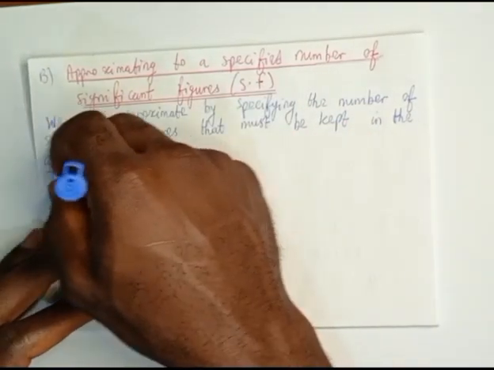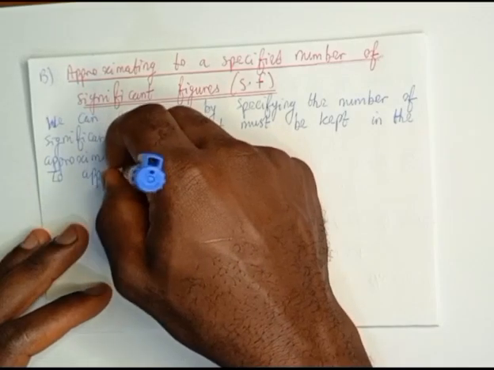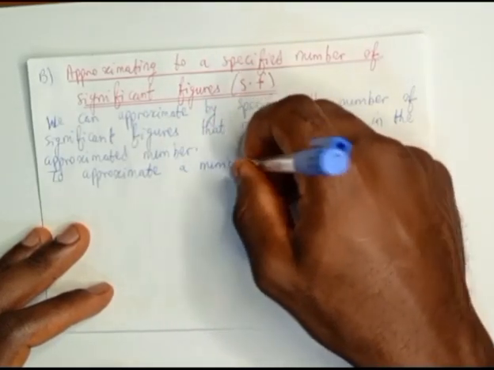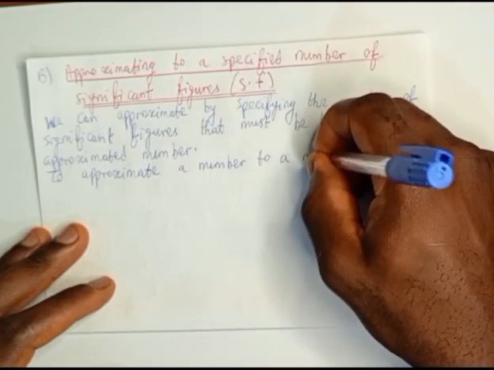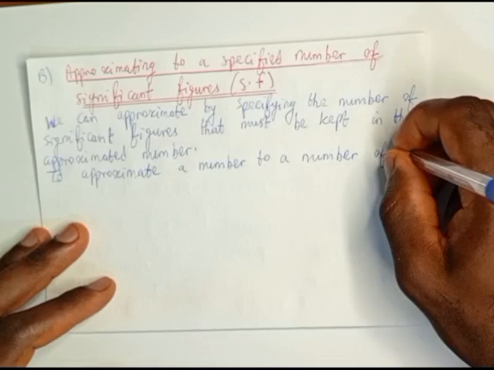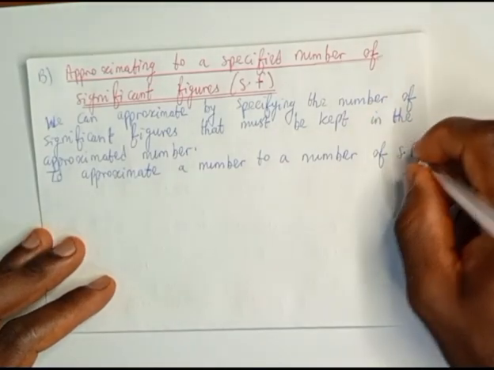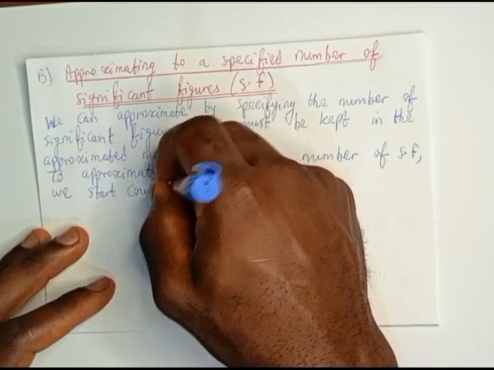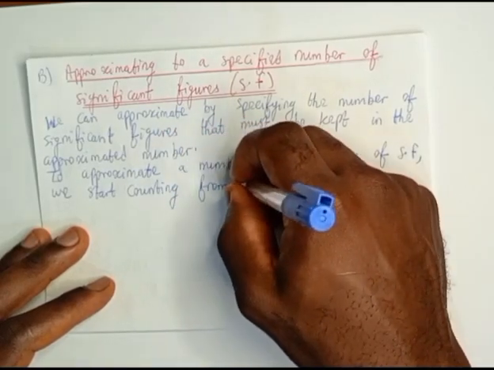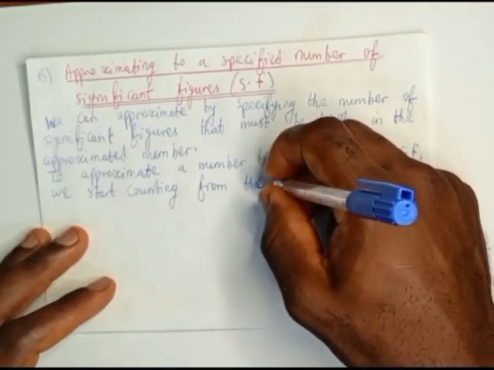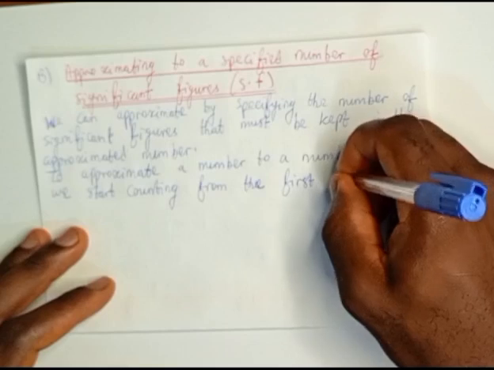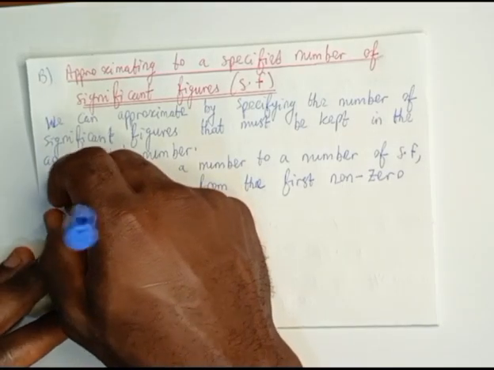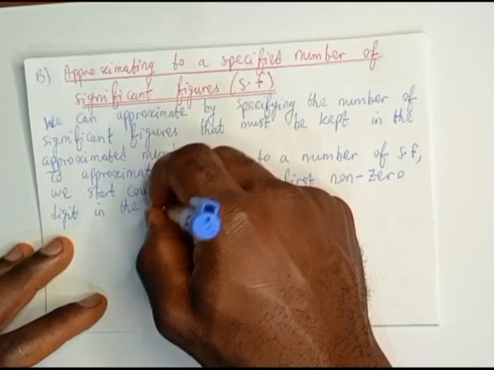First, to approximate a number to a number of significant figures (SF), we start counting from the first non-zero digit in the number.